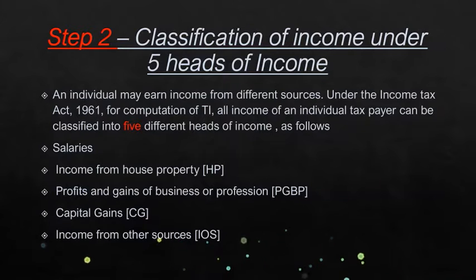Step 2. Classification of income under 5 heads of income. An individual may earn income from different sources. Under the Income Tax Act, 1961, for computation of total income, all income of an individual taxpayer can be classified into 5 different heads of income, as follows. Salaries. Income from house property, HP. Profits and gains of business or profession, PGBP. Capital gains, CG. Income from other sources, IOS.